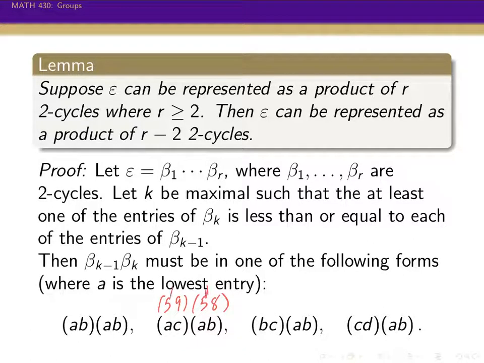5 appears in both of them. The next one is that they share one, but it's not the smallest one. So this would be something like 7, 9, 5, 7, where they share 7, but 5 still is my smallest one. And then the last one is that they're completely disjoint.